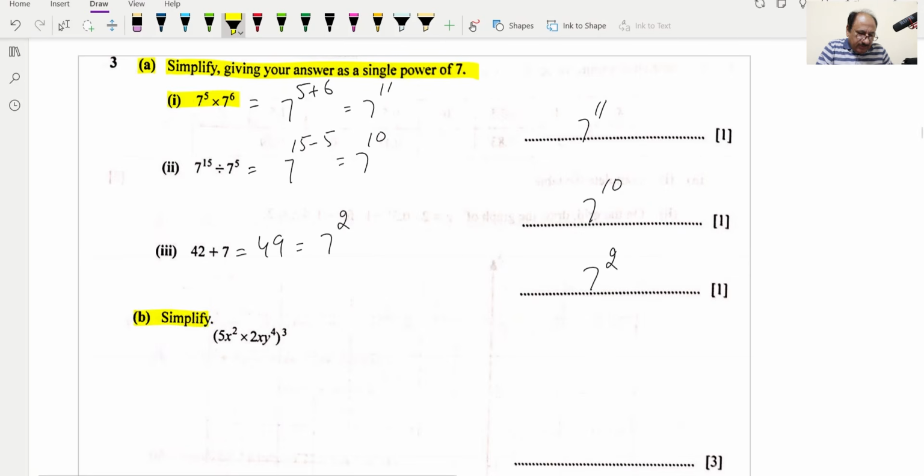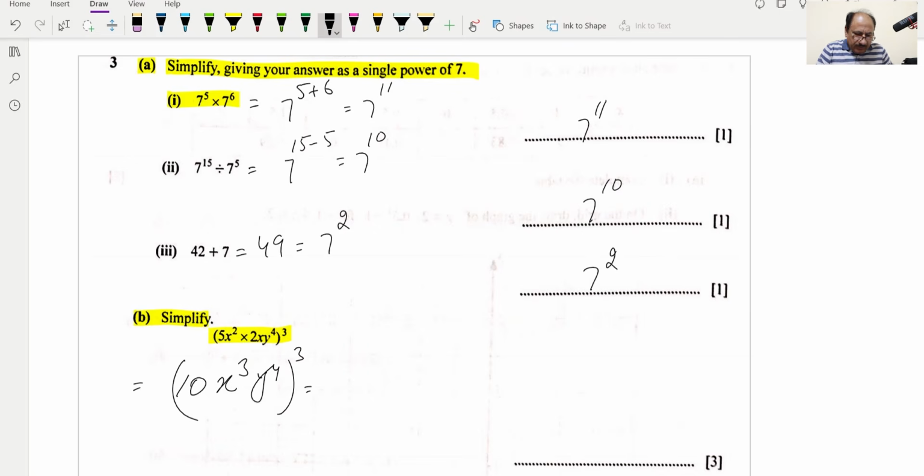Now this is B part. Simplify this, and in indices we can take separate powers for all. Before taking separate powers, we will calculate the inner portion. 5 into 2 will be 10, and x square into x will be x cubed, and y 4, and the whole raised to the power 3.